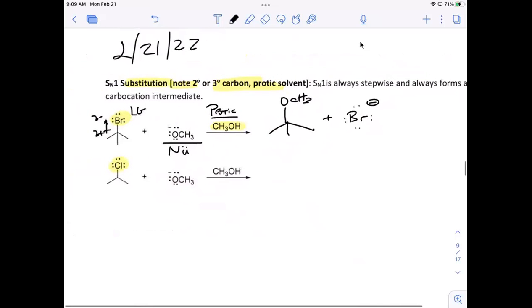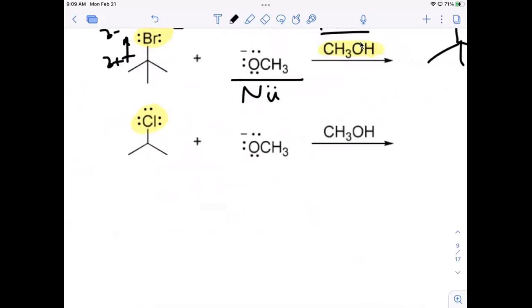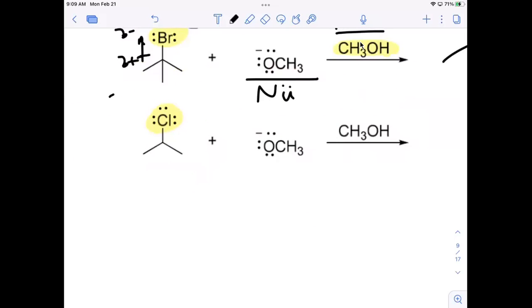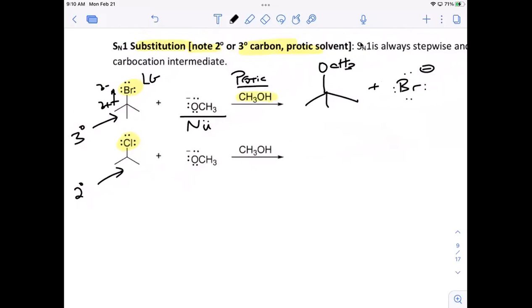What about the second reaction? Everything is the same except for the leaving group. And this is a tertiary carbon, and this is a secondary carbon. But they can both undergo SN1 because of the mechanism, which we're going to talk about in a second.